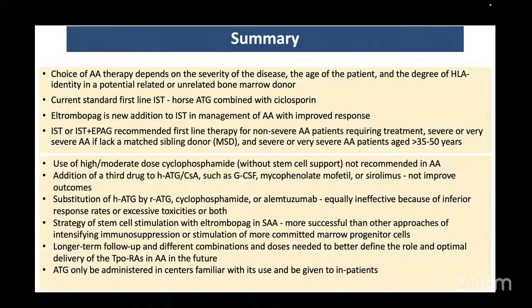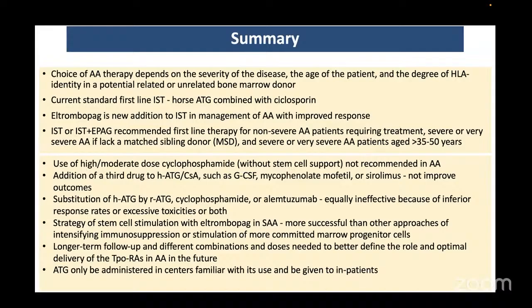Yeah. So choice of aplastic anemia therapy depends on the severity of the disease, how badly the patient is affected, the degree of HLA identity in a potentially related or unrelated bone marrow donor, and also, we have to consider the funds availability in a given Indian patient. So the current standard first line immunosuppressive therapy is equine ATG combined with cyclosporin.